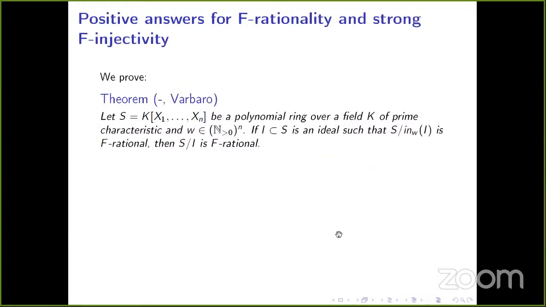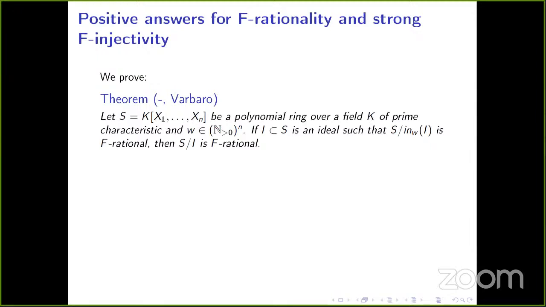So the remaining two cases are F-rationality and F-injectivity. We could prove a positive answer for F-rationality. Let S be a polynomial ring over a field of characteristic p with n variables, and take any positive integral weight vector W. If I is an ideal of S such that S mod the initial ideal is F-rational, then S mod I is F-rational. So this gives a positive answer, and the remaining case is F-injectivity.